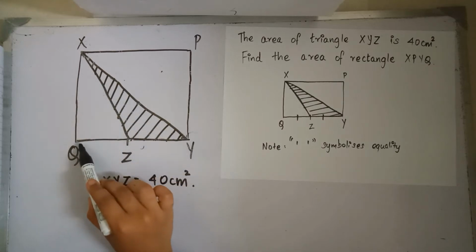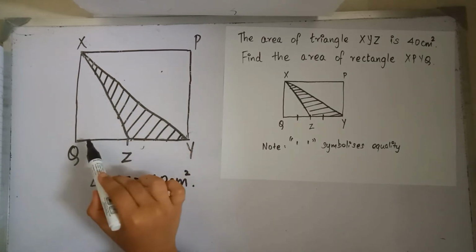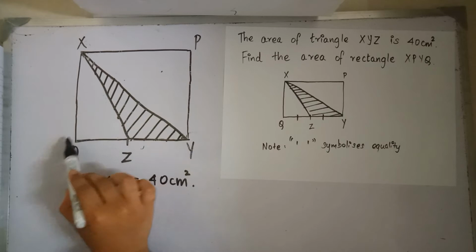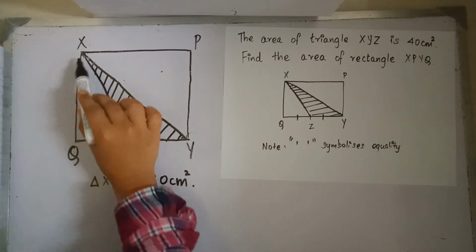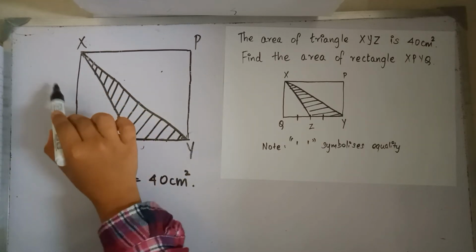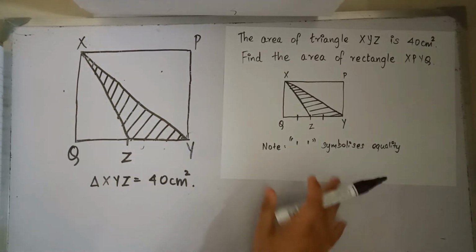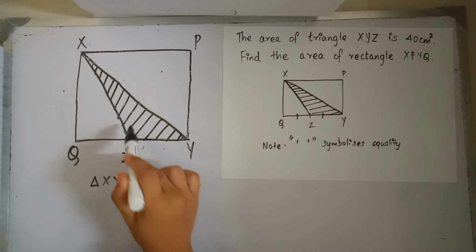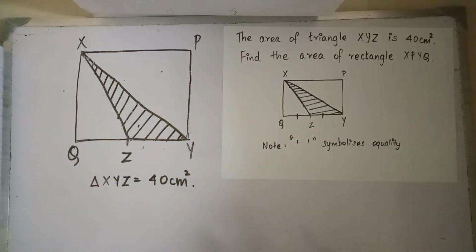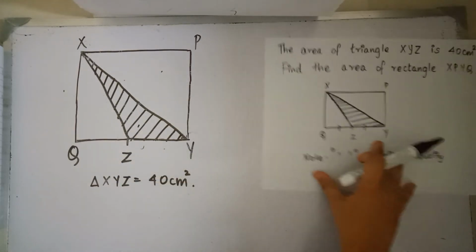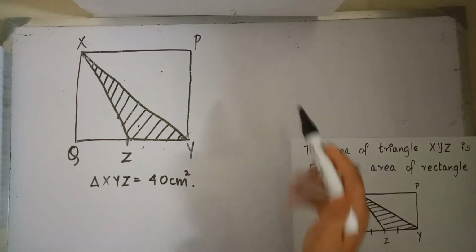So can we find the area of this? We can find this area and this area, but that's only possible if the length and the breadth are given. But in this case, nothing is given about the rectangle. We just have one piece of information, that is the area of this triangle. Okay, let's first look at the fundamentals of the area of a triangle.